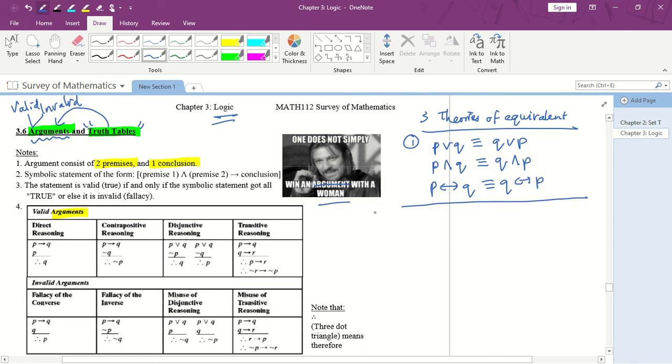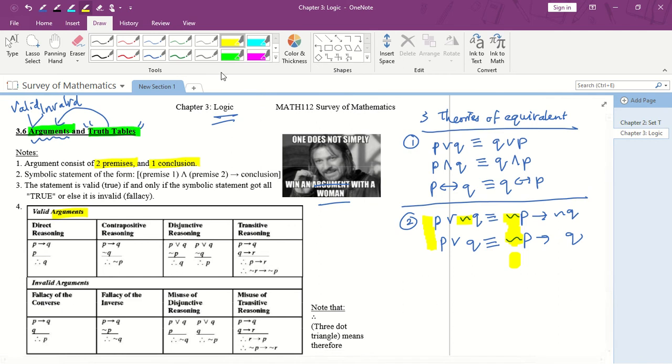The second thing we learned is that P or negation Q is equivalent to negation P conditional Q, and also P or Q is equivalent to negation P conditional Q. From this, we learn that the two sides are opposite to each other, and of course the Q side will be the same. This is what we have learned here.